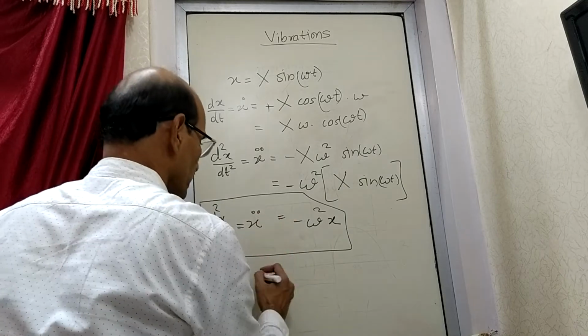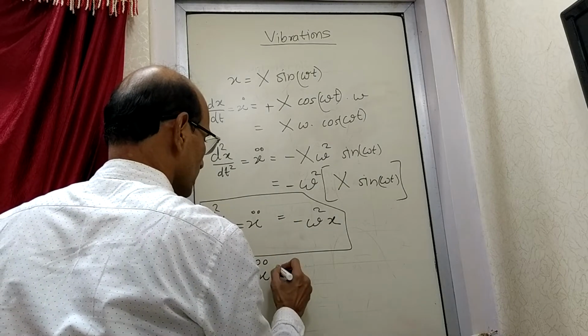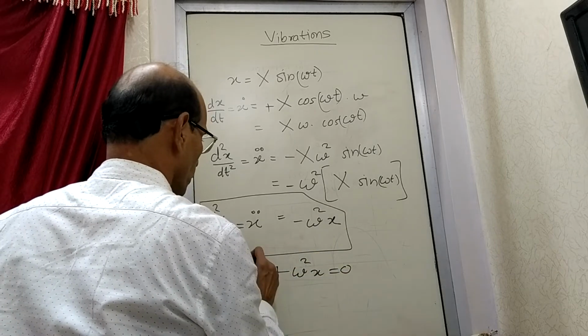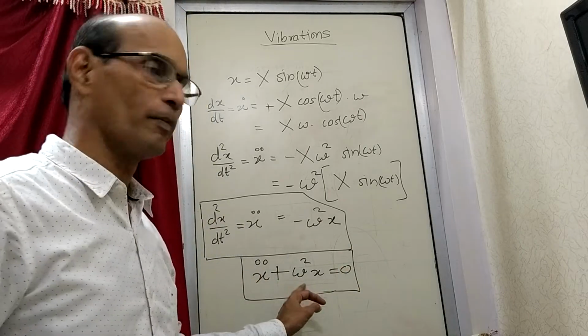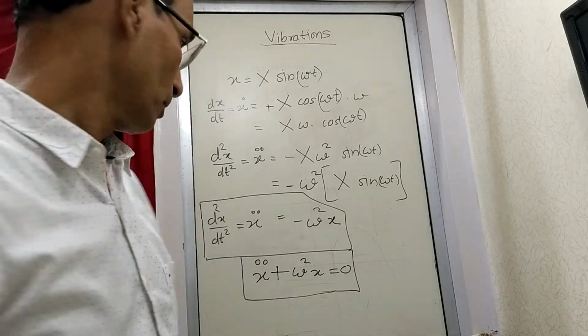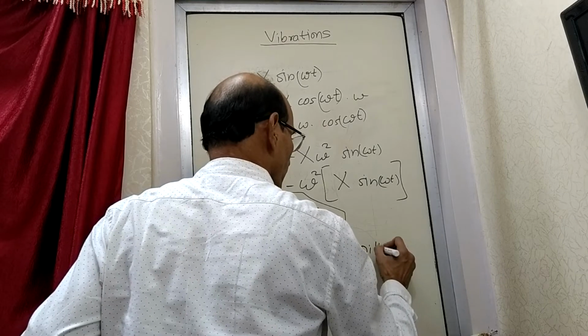You can bring it on this side and write that x double dot plus omega square x equal to 0. x double dot plus omega square x equal to 0. This becomes a differential equation. Now this is called a differential equation.